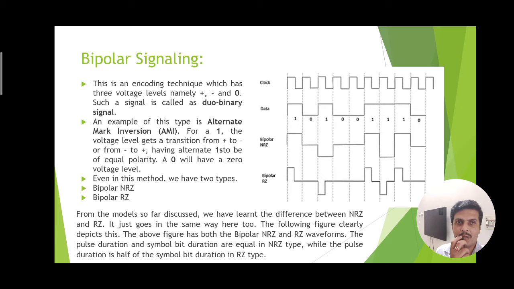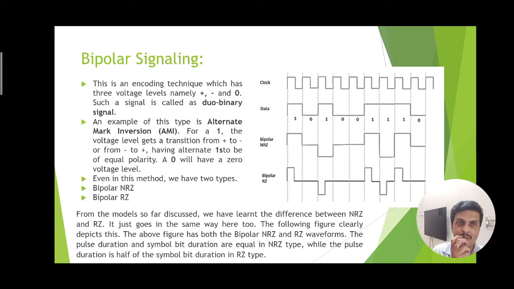Bipolar signaling is nothing but showing two polarities for the same logic 1. That means for logic 1, if it is a positive voltage for half bit duration, then it will be a negative voltage for half bit duration for the next arrival of logic 1. Similarly, alternate polarity is representing logic 1, whereas for logic 0 there is no pulse. Such an encoding technique is known as the alternate mark inversion technique, and this is very much useful for the recovery of clock, because there is a transition present at the middle of the bit interval.